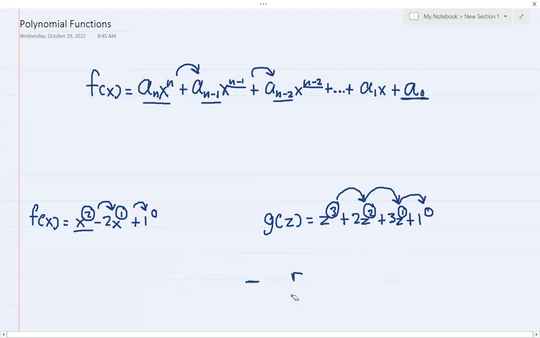So how about this one? Let's just say I have h of x is equal to 4x cubed minus 2x squared plus 1.